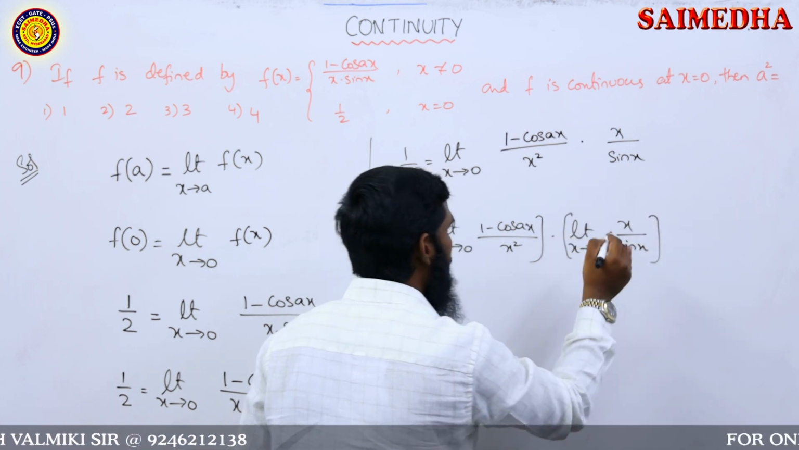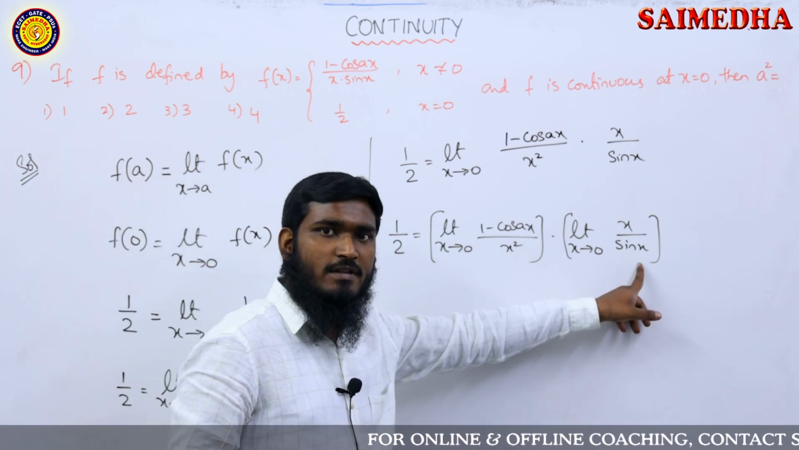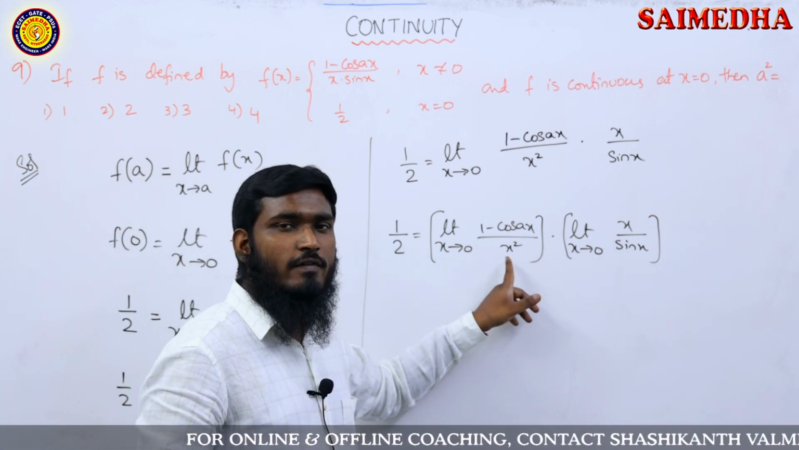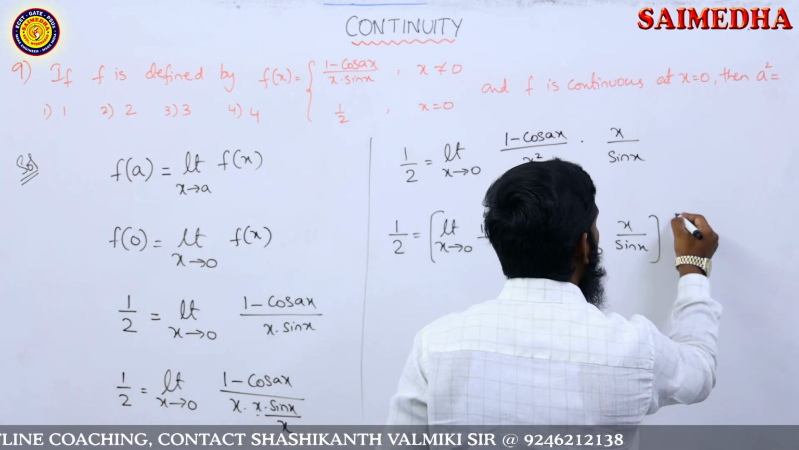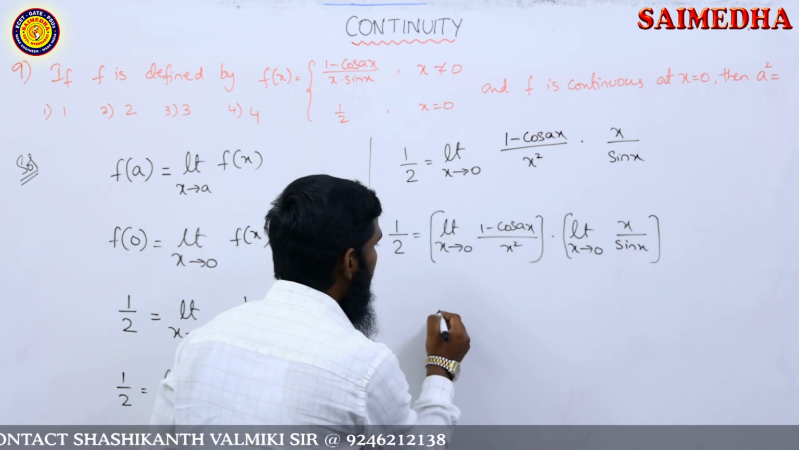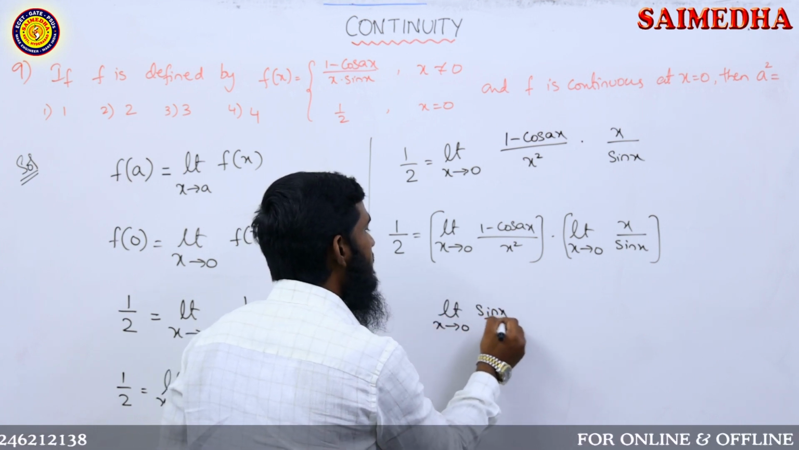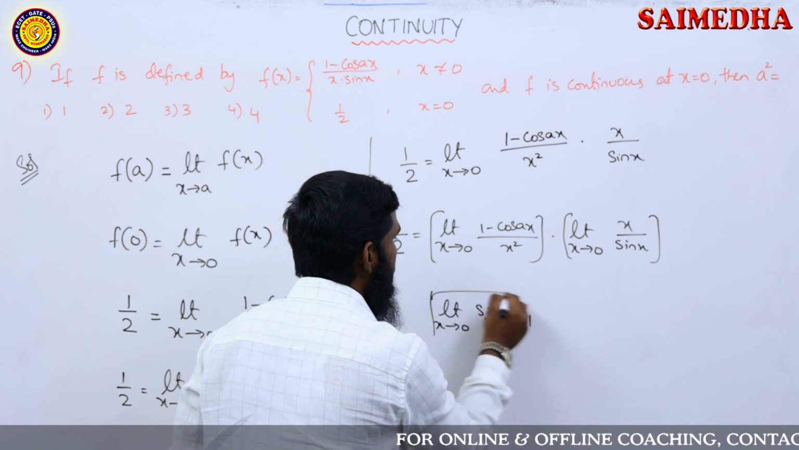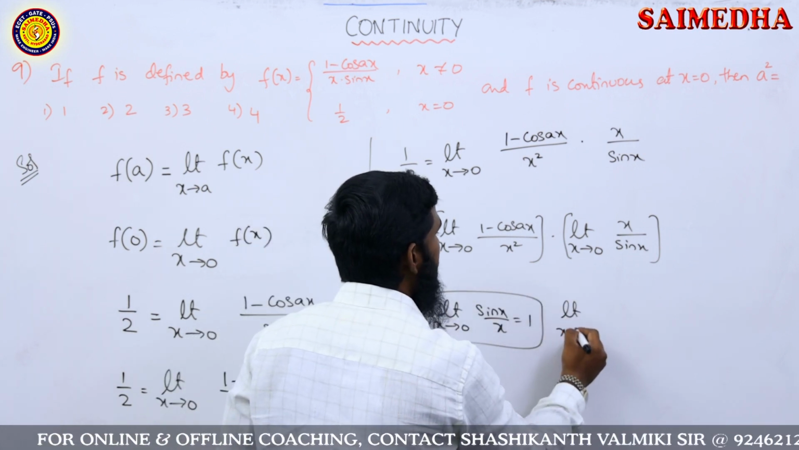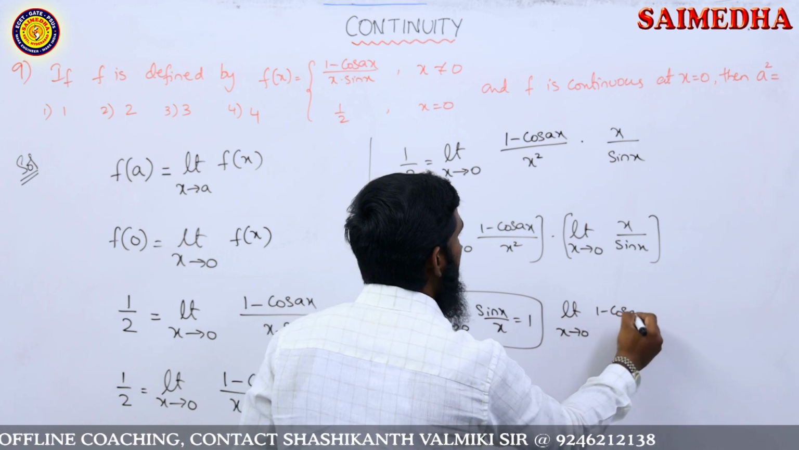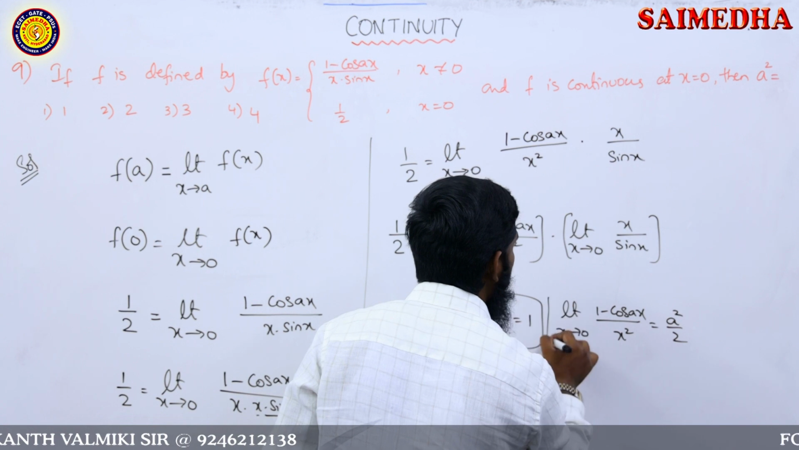This is the other part. Okay, now we have to apply the limit over here. For this we have the standard limit, and for this also we have the standard limit. Limit x tends to 0, sin x divided by x, is equal to 1. This is one of the standard limits. And for this part, limit x tends to 0, 1 minus cos ax divided by x square is equal to a square divided by 2.